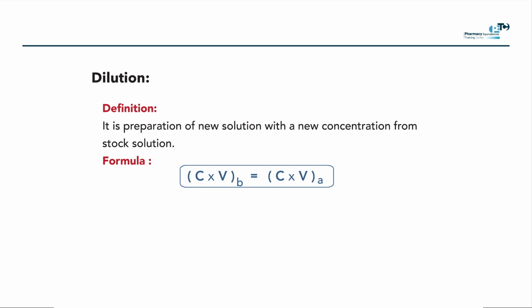The formula we use in all problems is concentration multiplied by volume before dilution must equal the concentration multiplied by volume after the dilution. So here CB means concentration before dilution, CA concentration after dilution, VB volume before dilution, and VA volume after dilution.